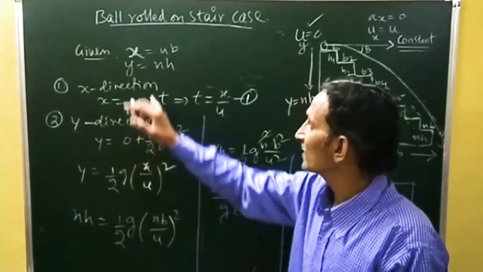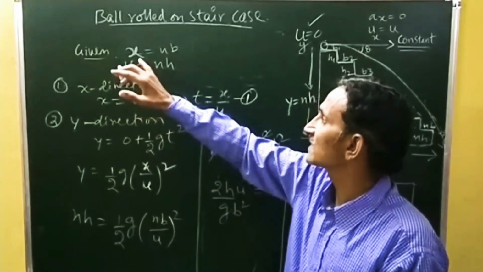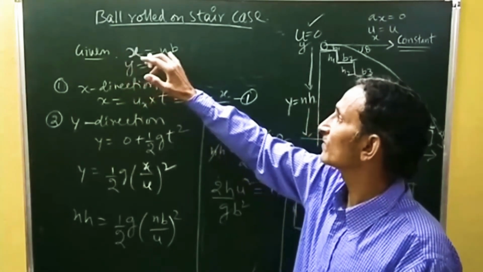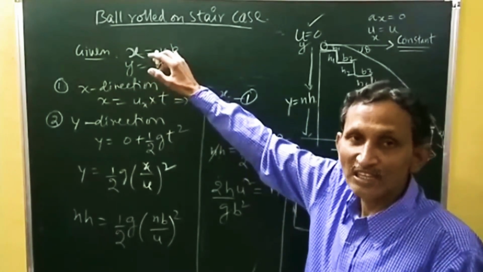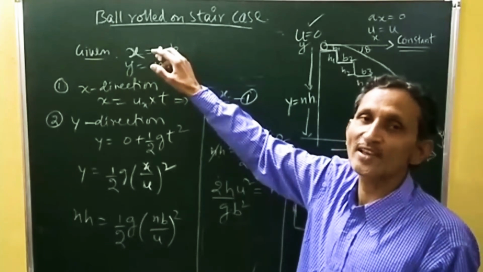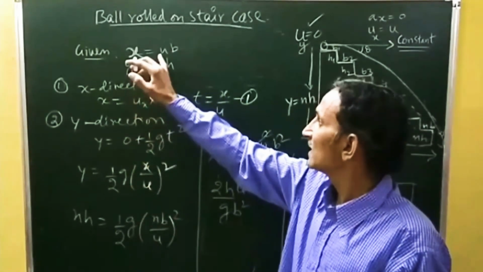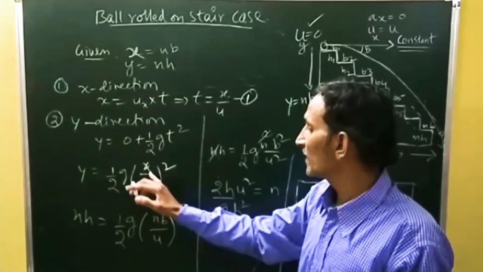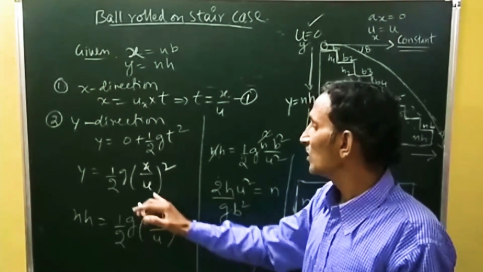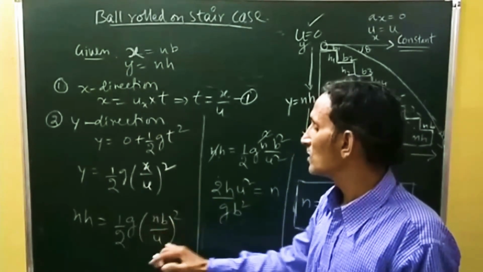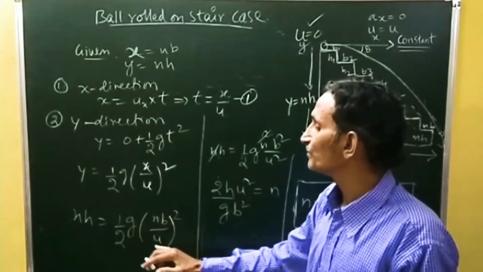Here, what is x? The horizontal distance is equal to n times the width of each step. So n steps are there, so n times the width. So the x value can be written as n times b, and the time is given by the square root of 2nh over g, so x is n b by u whole square.